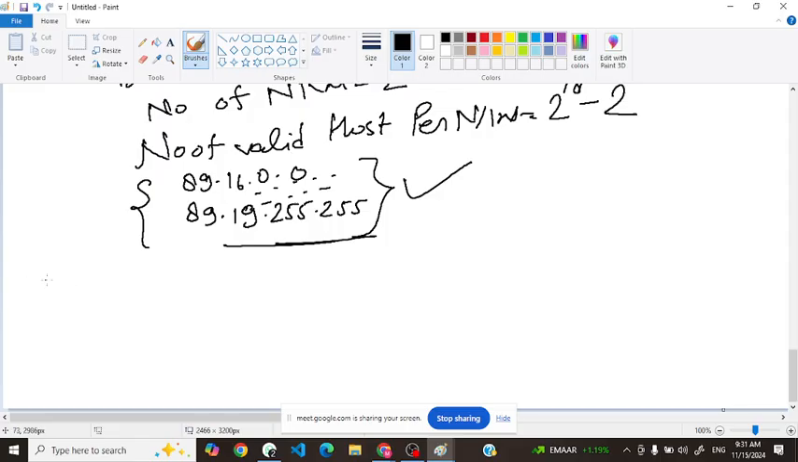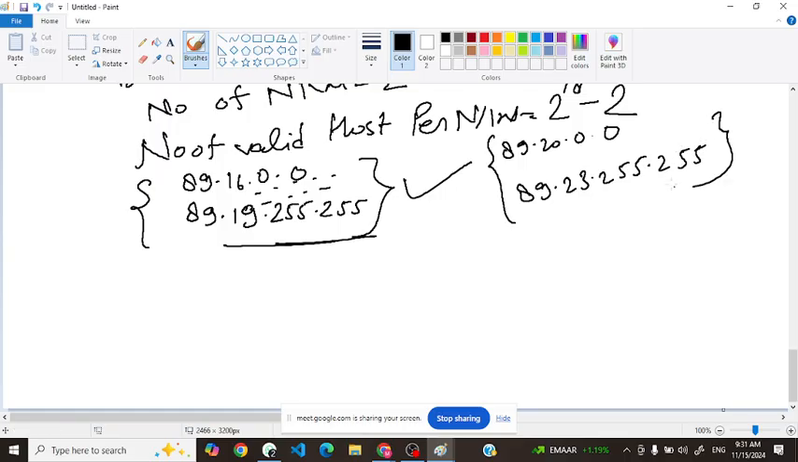Then the next subnet will be 89.20.0.0. Then the broadcast will be 89.23.255.255. Exactly. Is it correct, Subhajit? Correct, sir.